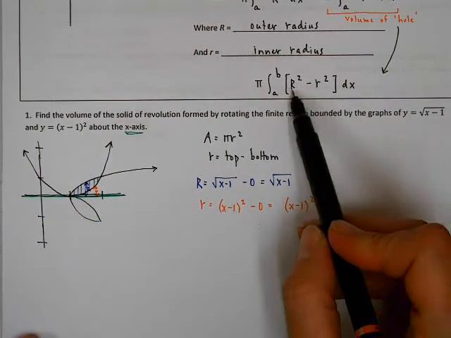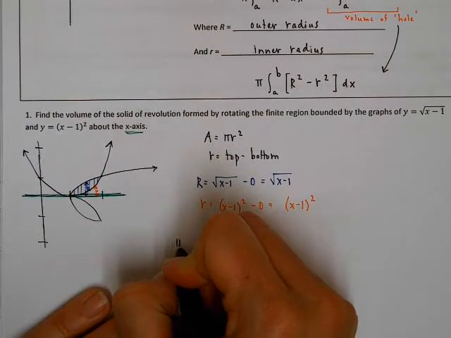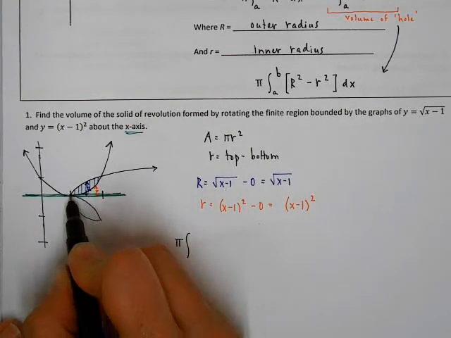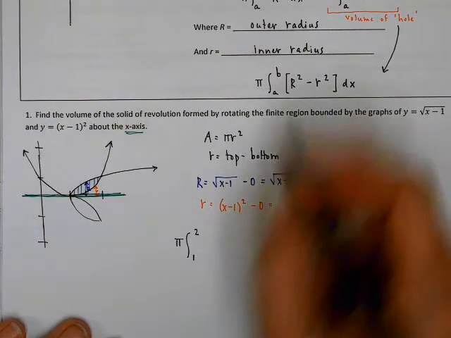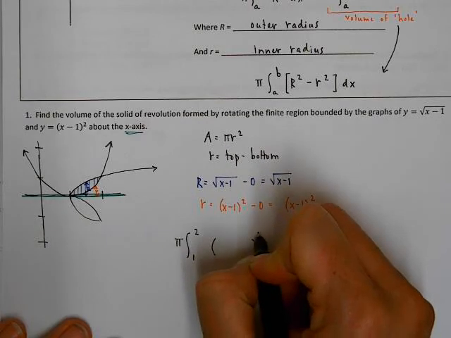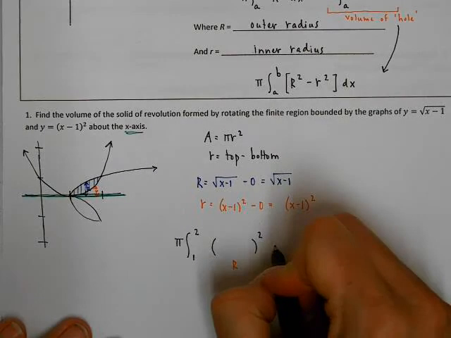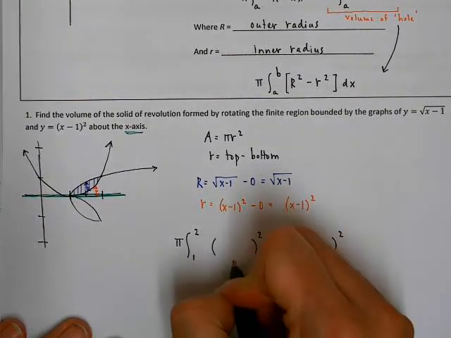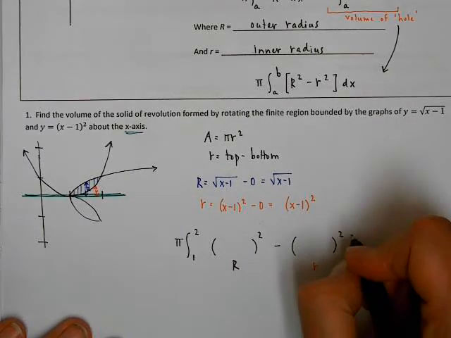So now that I've got my big R and my little r, I can just plug this all into my integral. So I'm going to have pi, right? That comes from my area formula. My interval, I'm integrating between 1 and 2. I'm using those x coordinates. Now I'm going to have a big R squared, and I'm going to subtract out a little r squared. This should be my big R. This would be my little r squared, and then I would finish that off with my dx.